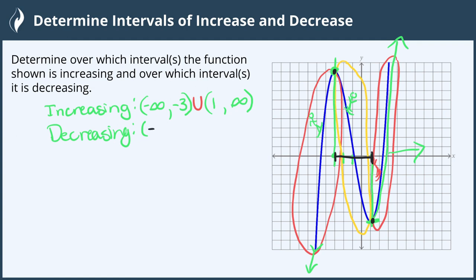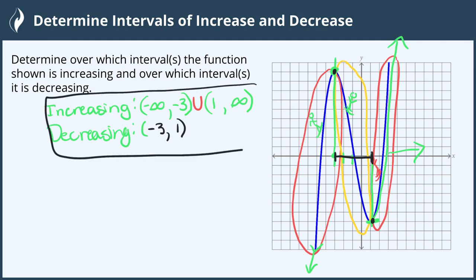This goes from negative 3 to positive 1. Once again, using parentheses, not brackets, because we can't include a point in which it is neither increasing nor decreasing. At the summit or the valley, the peak and the valley, there's no increasing or decreasing. So these are the intervals in which our graph is increasing and decreasing, and we're all done.